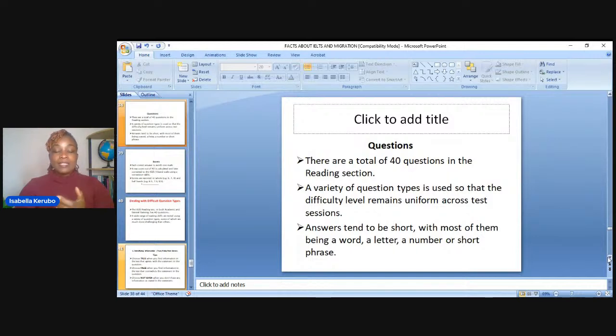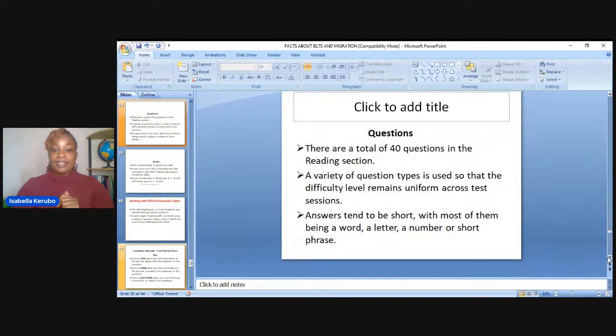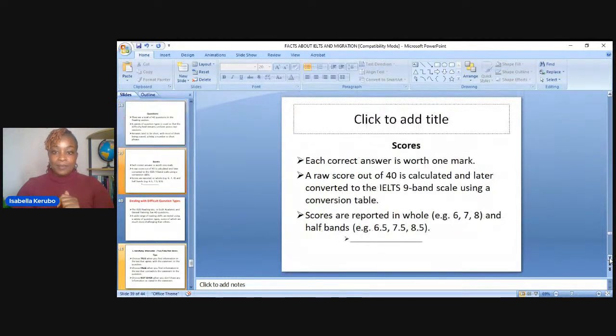And answers tend to be short. They are all short answer questions, all right? And some of them require you to just write one word or one letter or one number or just a short phrase, all right? So that is all you need to understand about the questions in the IELTS reading test.